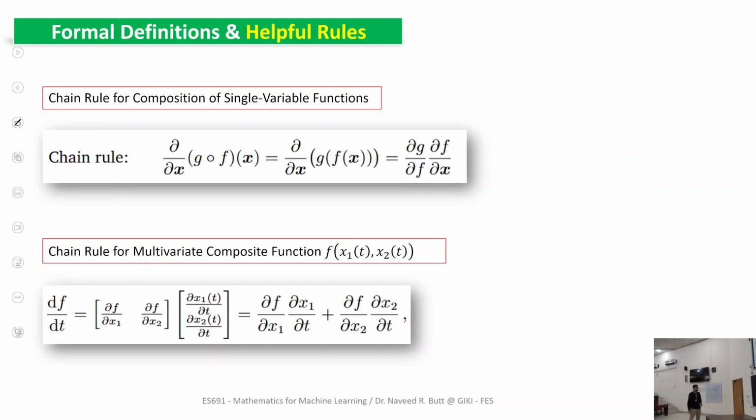Chain rule for multivariate composite function. So now what is the difference between the first and the second one? In the second one, f now is a function of two variables and they themselves are functions of another variable. Here f is a function of two variables and those two are then separately functions of the same variable. So the chain rule extends naturally, the total derivative comes out, okay, you know this very well.